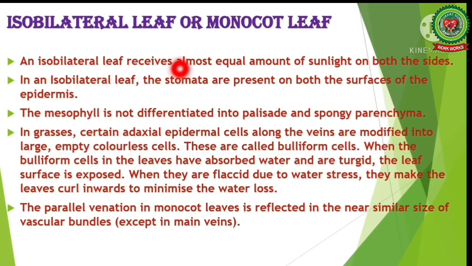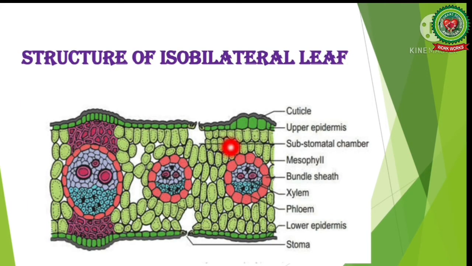Now, let's discuss the structure of the isobilateral leaf or monocot leaf. An isobilateral leaf receives almost the same amount of sunlight on both sides. Here the word iso means same, bi means two, lateral means surfaces. So, an isobilateral leaf is a leaf on which stomata are equally distributed on both surfaces. The mesophyll is not well differentiated into palisade and spongy parenchyma. First, let's discuss the structure of the isobilateral leaf.